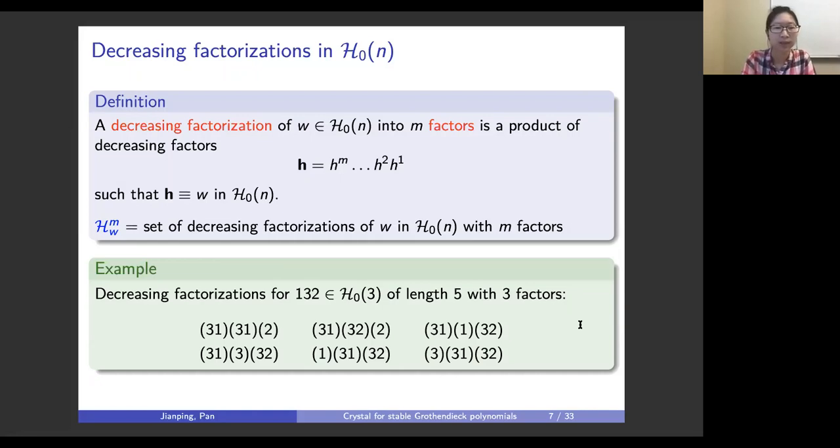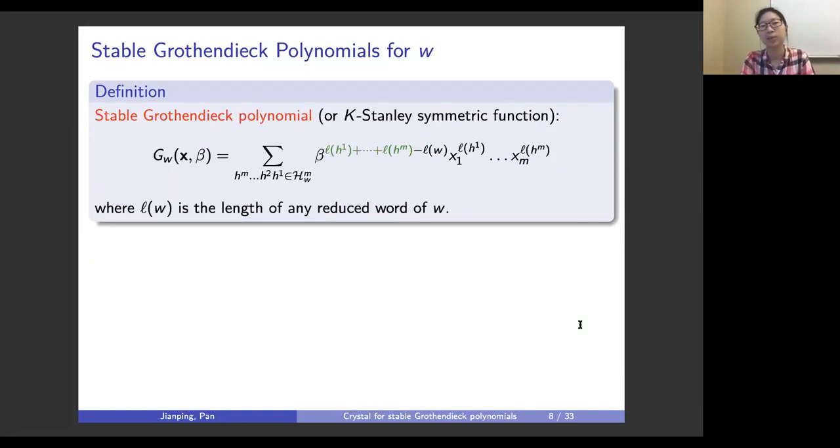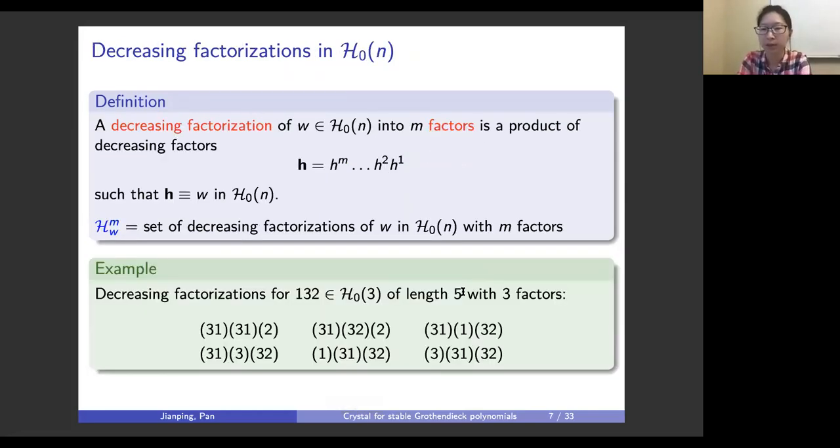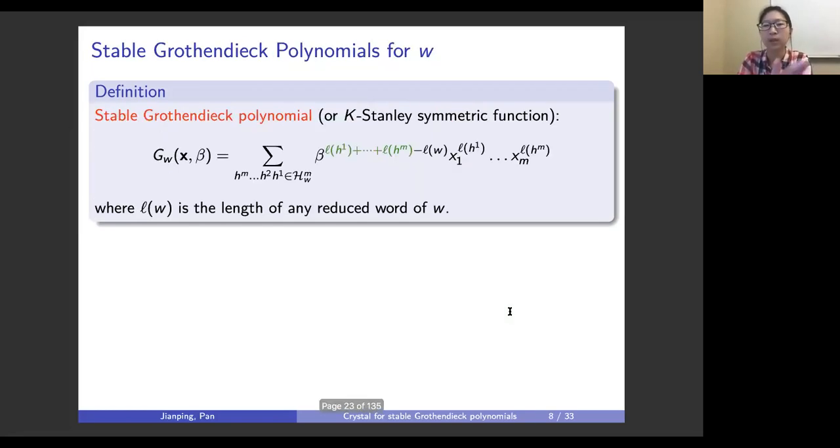After that, we can finally define the stable Grothendieck polynomials for W. We can think of them as generating functions for decreasing Hecke factorizations. For each decreasing factorization equivalent to W and with M factors, we first take the beta power. That is, we sum over the lengths of each factor, which is the length of the word. In the previous example, it would be 5 because the length is 5. Then we subtract the length of its reduced word.